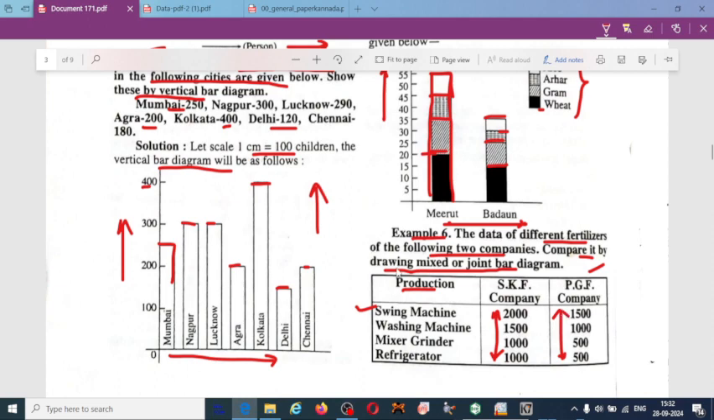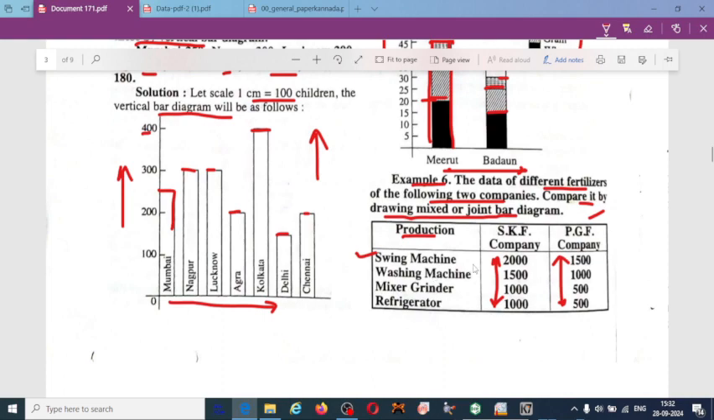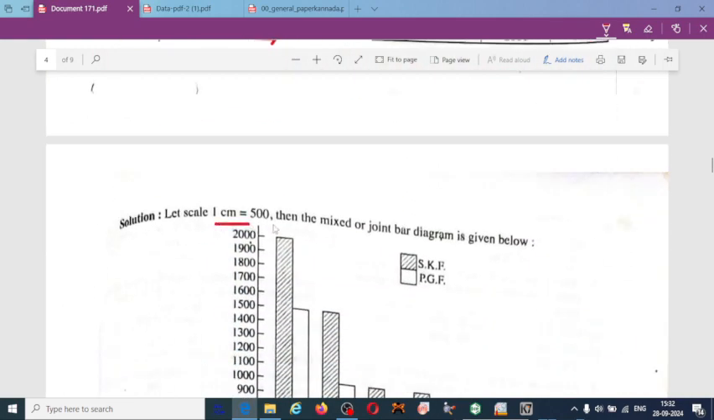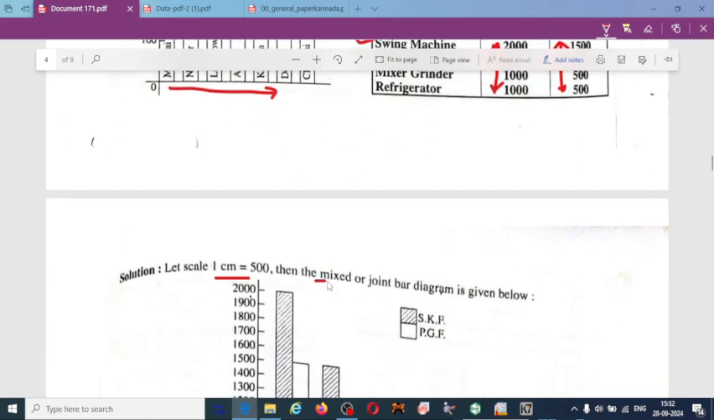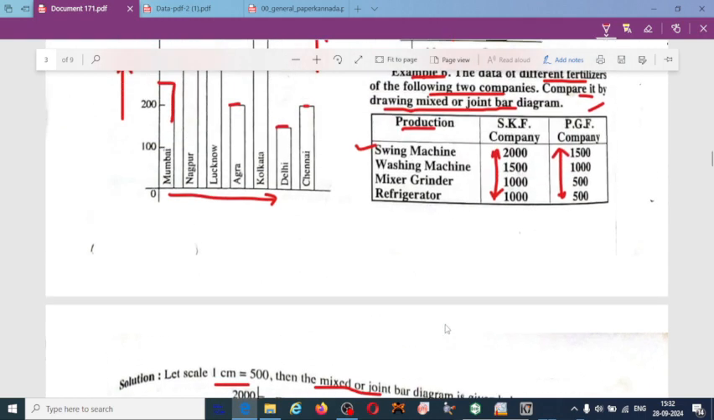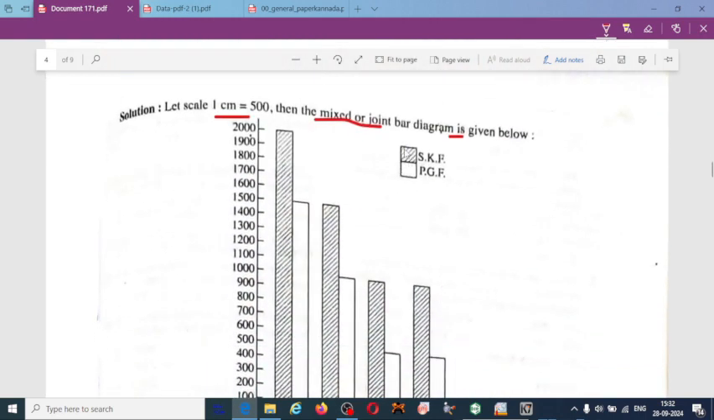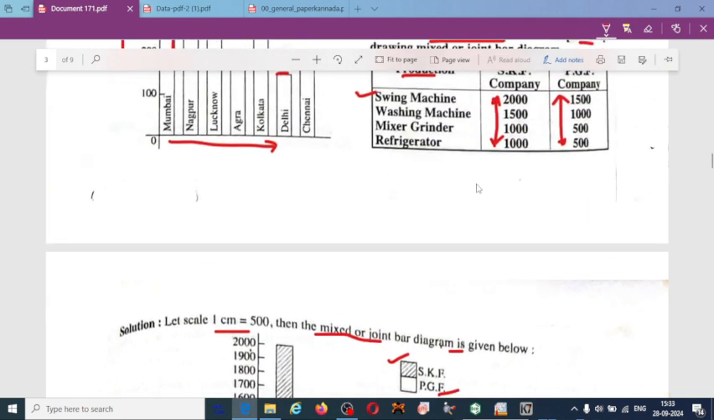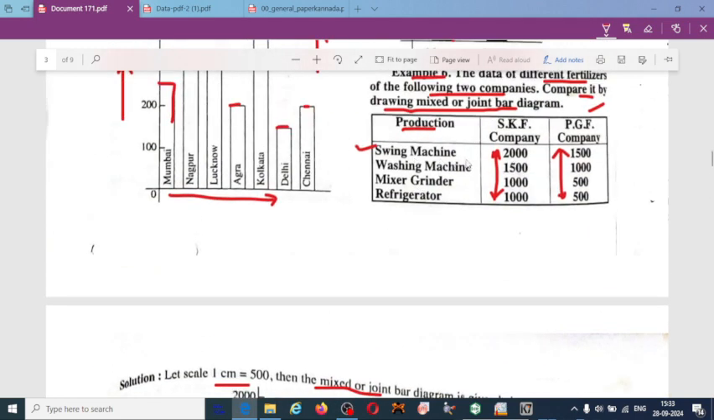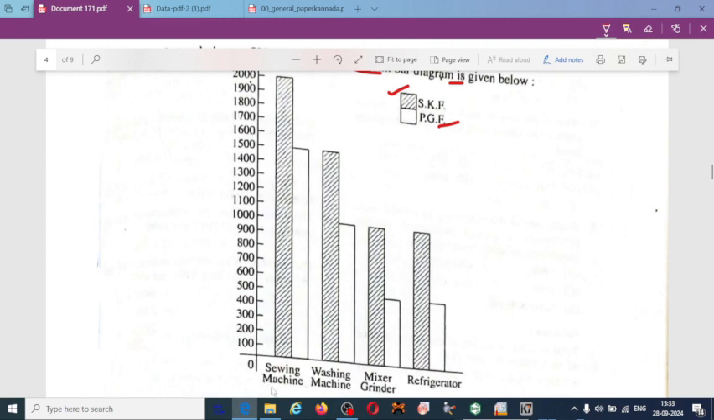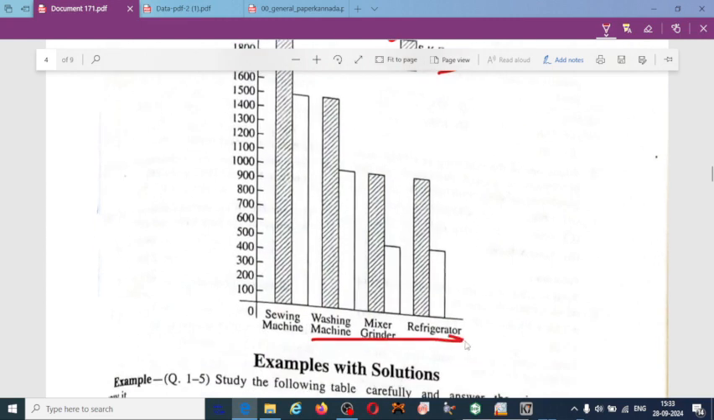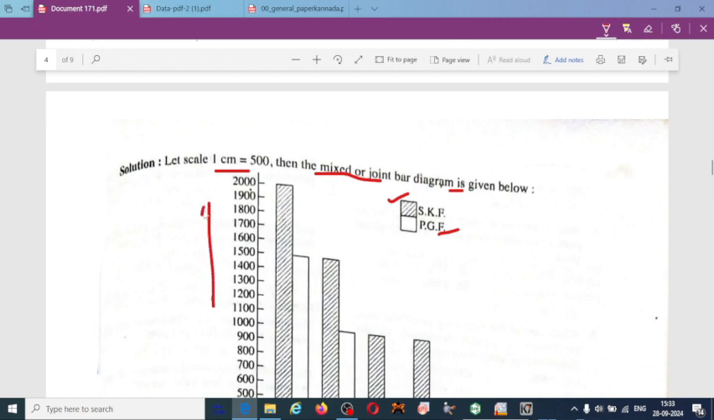So what is the question here? We should draw a mixed or joint bar diagram for the same device from different companies. Let us take 1 centimeter equal to 500. Let us denote SKF company by these lines, and PGF company by an empty box. The sewing machine is made by both companies. SKF is going to produce 2000 and PGF is producing 1500. So take the different devices along the x-axis and the data along the y-axis.